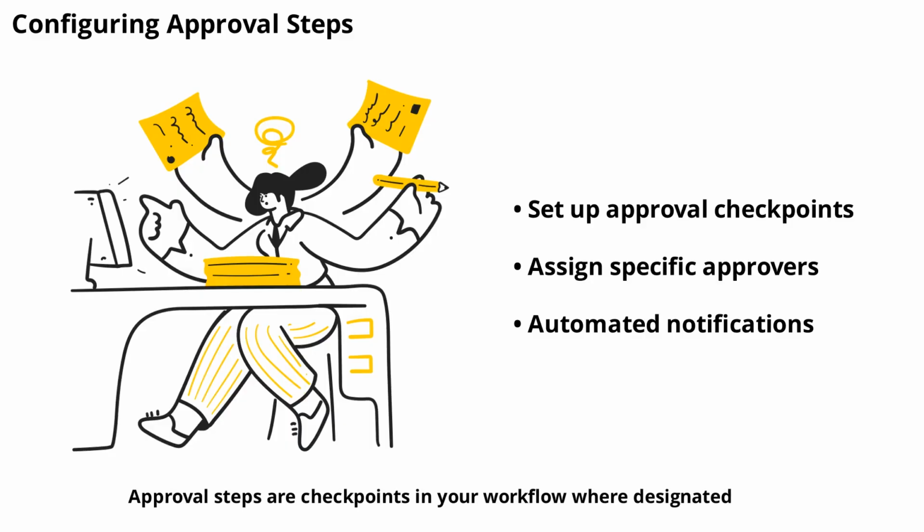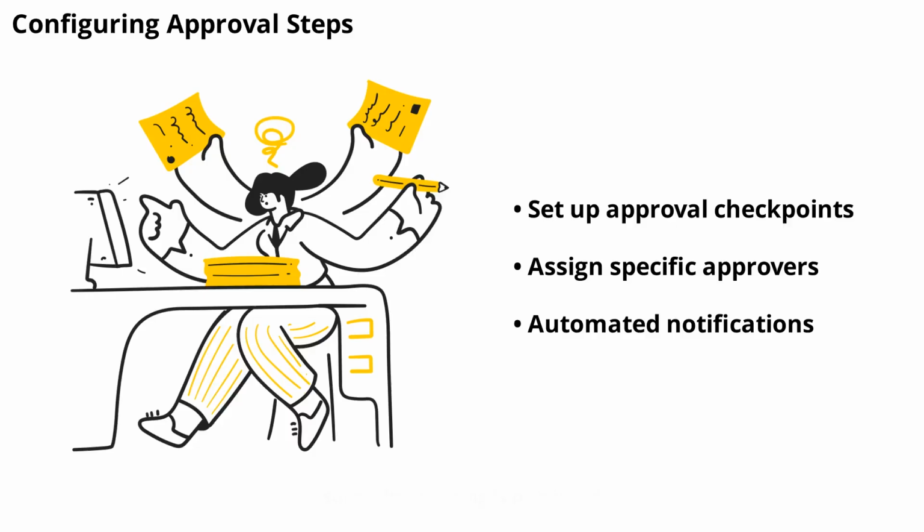Approval steps are checkpoints in your workflow where designated individuals must review and approve work before it moves forward. In your automation tool, you can set up approval stages for content, design, budget, or any other critical area. Assign specific approvers for each step and set up notifications to alert them when their input is needed. This ensures that nothing is published or sent without the necessary oversight.